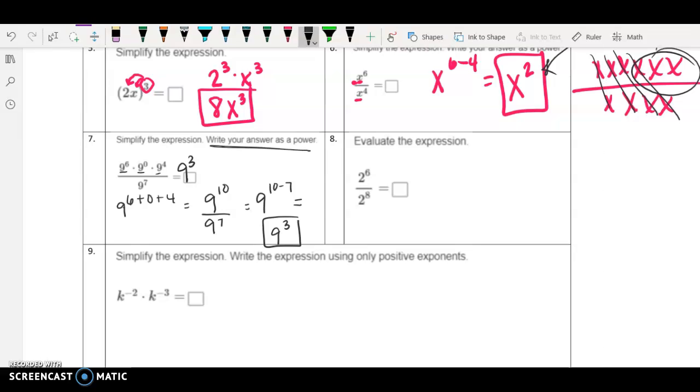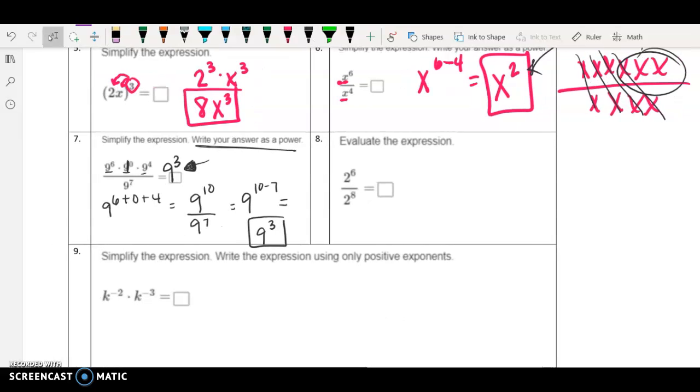Now it says write it as a power, so I want you to keep it in this form. We want to have an exponent in our answer. You also could have noticed that 9 to the 0 is just a 1. So then we could just do 6 plus 4 is 10, and then 9 to the 10th power times 1 is just 9 to the 10th power. So you also could have done it that way.